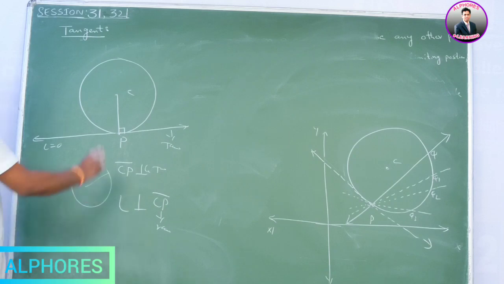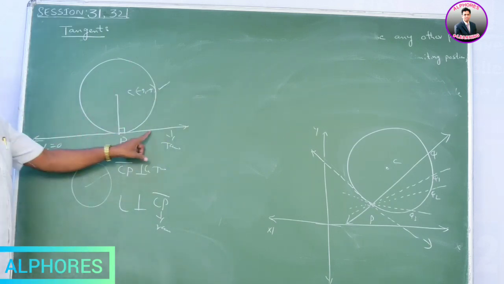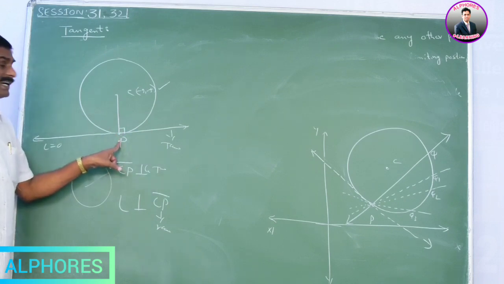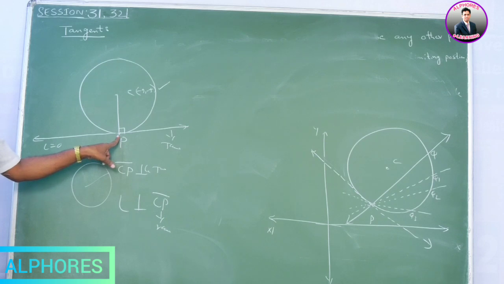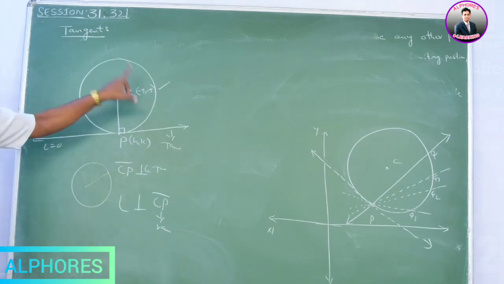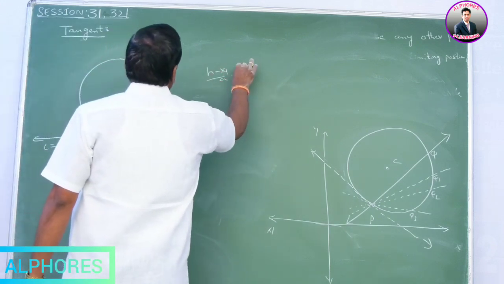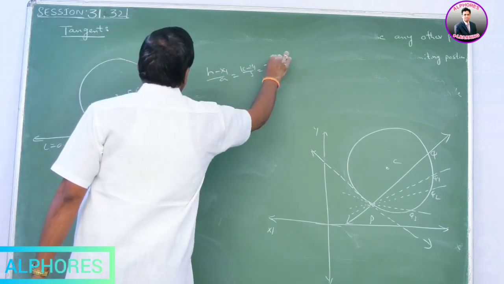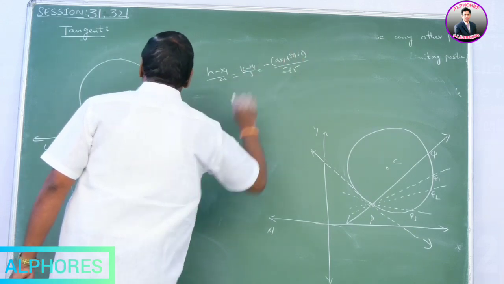Suppose the center of the circle is given, minus g, minus f, it is a known value, and the line is known. For getting the point of contact, it is nothing but the foot of the perpendicular. Say this value is h comma k. This line is ax plus by plus c is equal to 0, and the point is x1 y1. For getting the foot of the perpendicular, we use (h minus x1)/a is equal to (k minus y1)/b is equal to minus (a x1 plus b y1 plus c)/(a square plus b square).